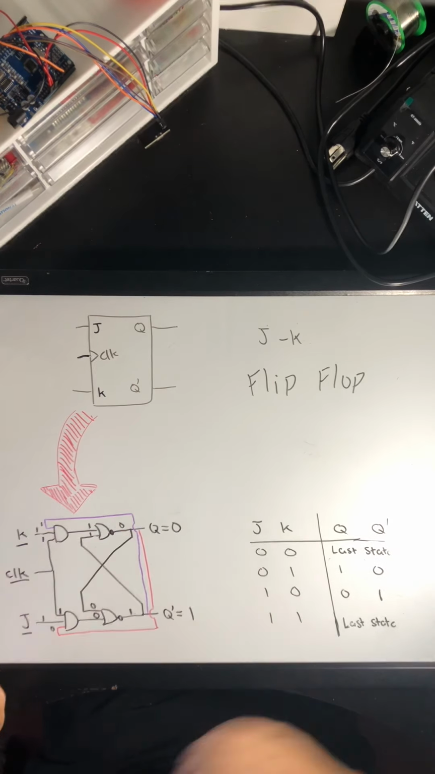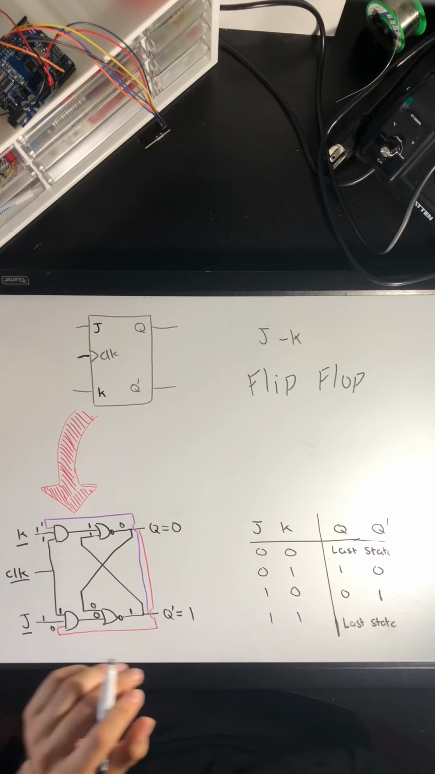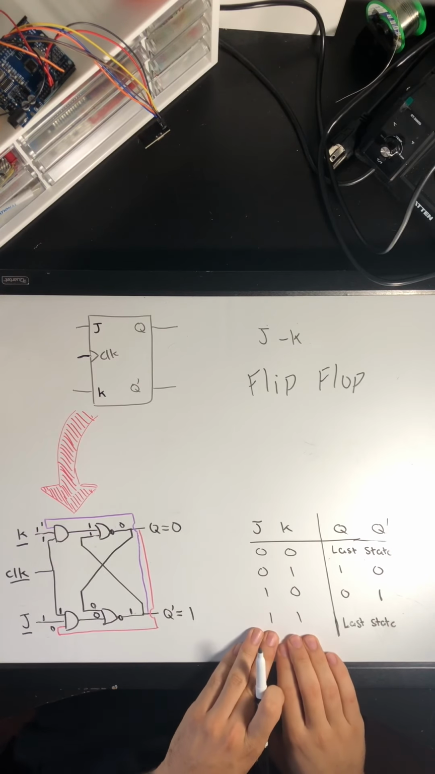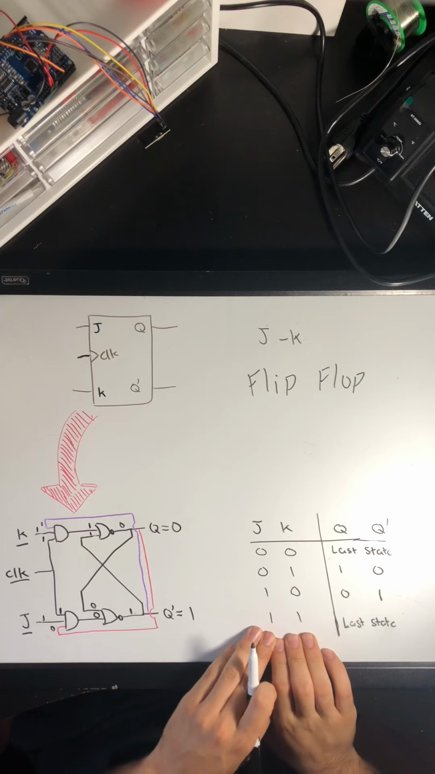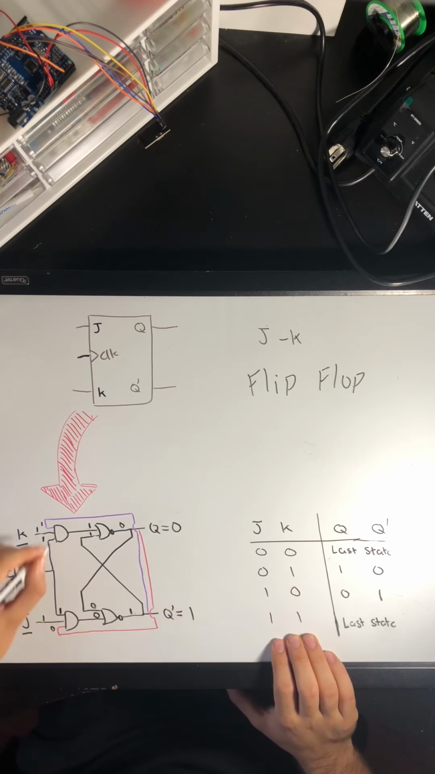So that's pretty much a broken down JK flip-flop, and its difference from an SR flip-flop. J and K equal to 1 are a valid input, and you feed these outputs back into these AND gates.